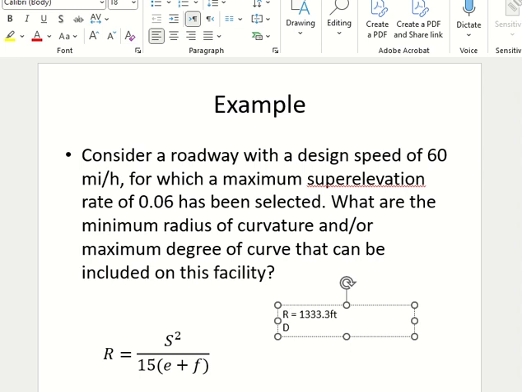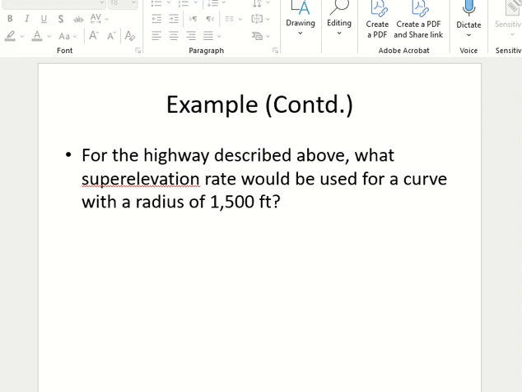And the degree of curvature, as we have done earlier, is 4.3 degrees. Clear? Very easy. We have done it in the previous topic as well.